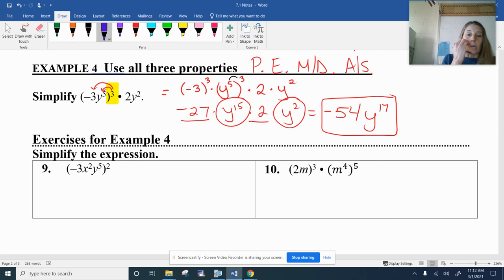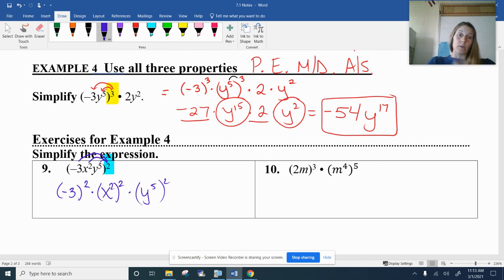All right, so let's try another one. Now this one, we have an exponent on the outside, and it's going to go to the negative 3. It's going to go to the x squared, and it's going to go to the y to the 5th. So I have a negative 3 to the second power, an x squared to the second power, and then my y fifth is also going to get a second power. Now, anything that has a power to a power, you're going to multiply those two. So this will become x to the 4th, and this one will become y to the 10th.